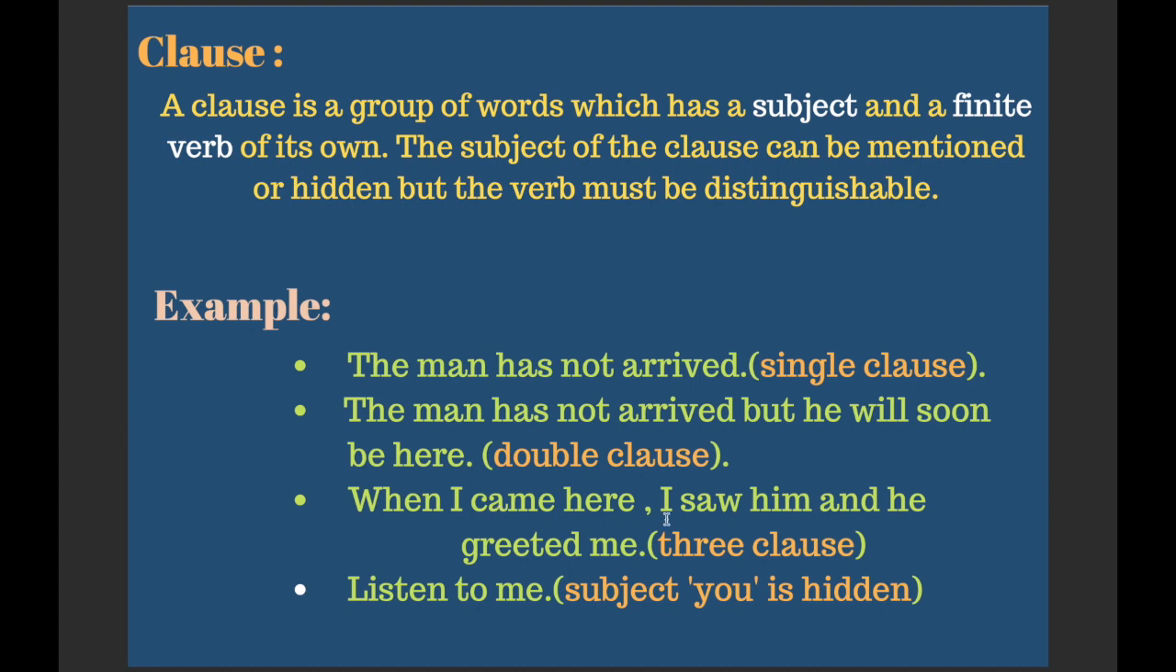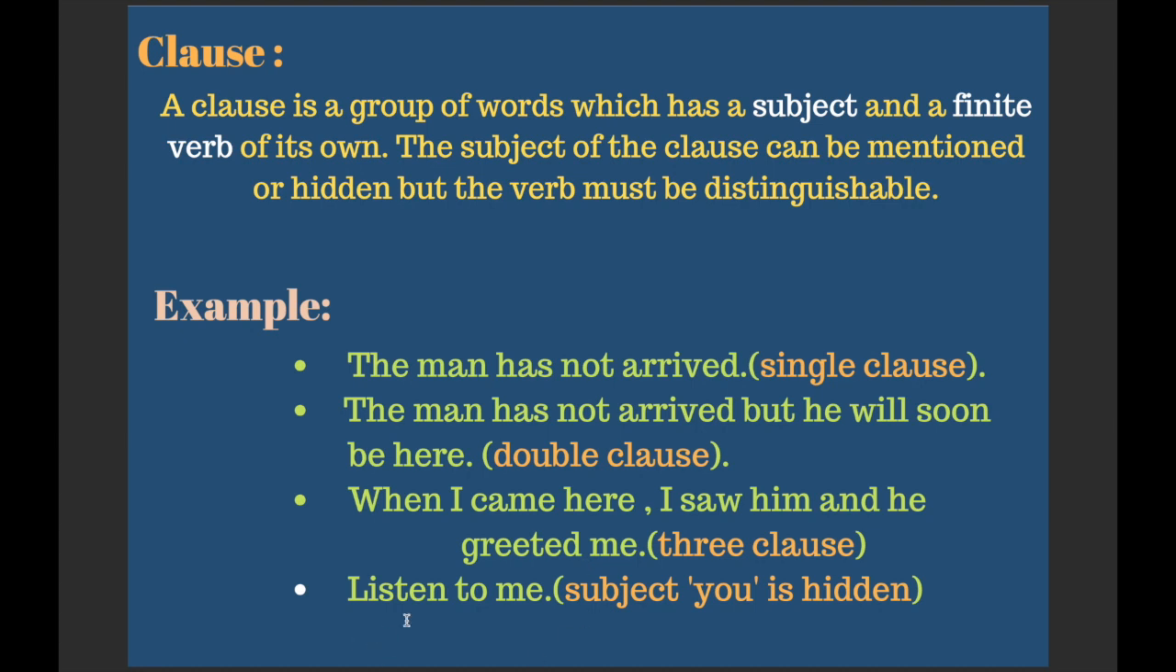When I came here, I saw him and he greeted me. Now here we have 3 sentences or 3 clauses. When I came here, I saw him and he greeted me. He greeted me is the third clause. So what actually I want to tell you is that in a sentence, we can have a single clause, a double clause, or more number of clauses. It is not necessary that a sentence consists of only a single clause. It can have 1, 2, or 3, even more number of clauses.